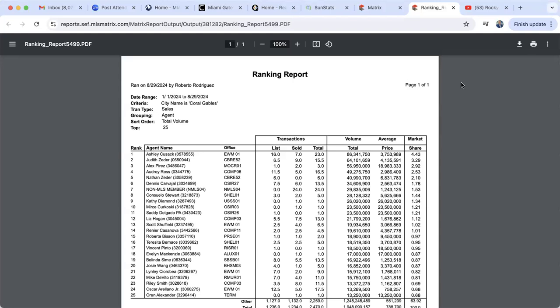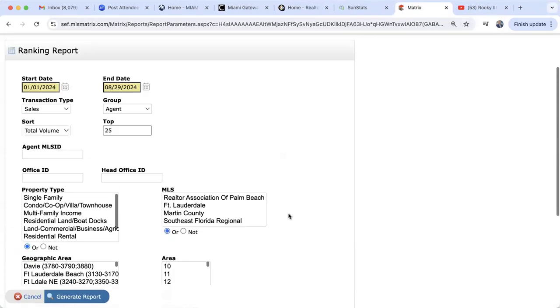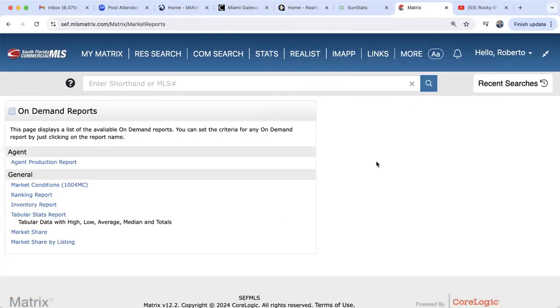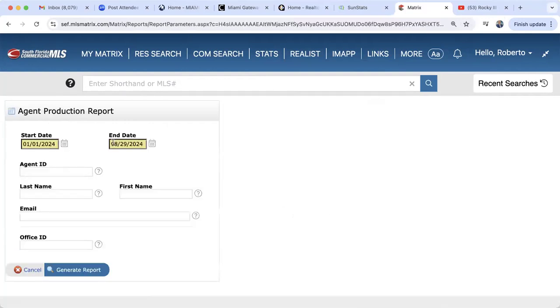Or if you want to run the report for our office, you can do the same. All right. So I just wanted to show you that. It's a quick little market report, guys. Also from market reports, if you want to run your own production, see where it says agent production right here? Go ahead and click on agent production, put in your date range, put your license number, and then click on generate. And it's going to show you all of your production for that time frame. Keep in mind, Matrix only goes back 10 years. So you will only be able to run your report for a 10-year period.